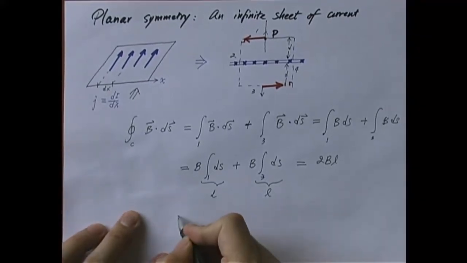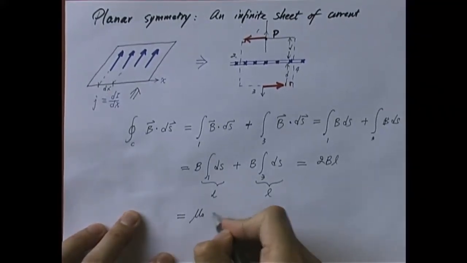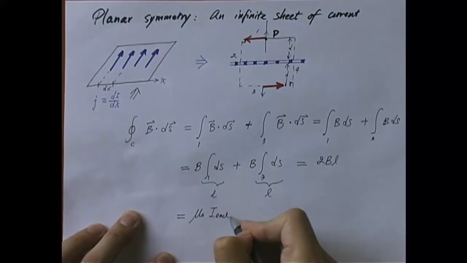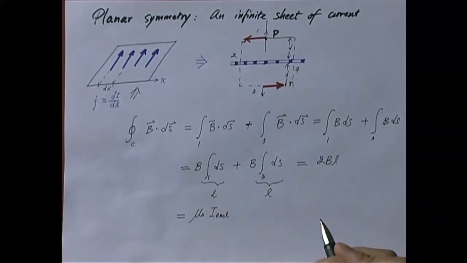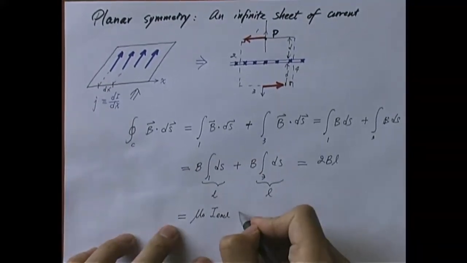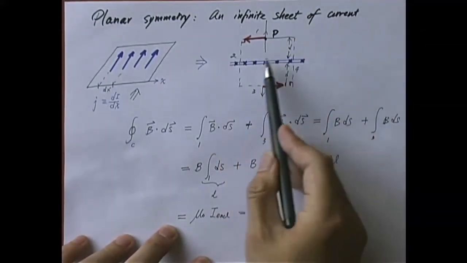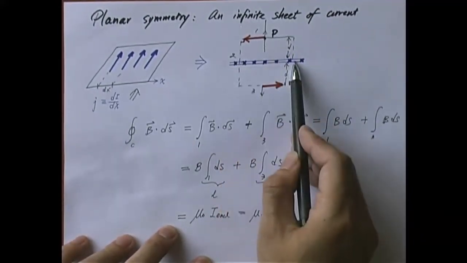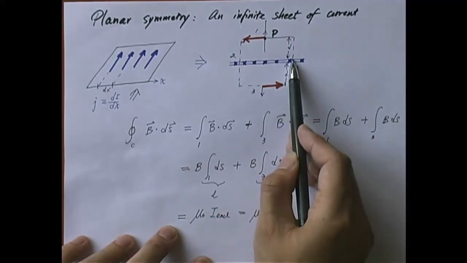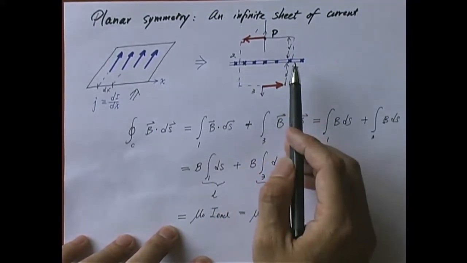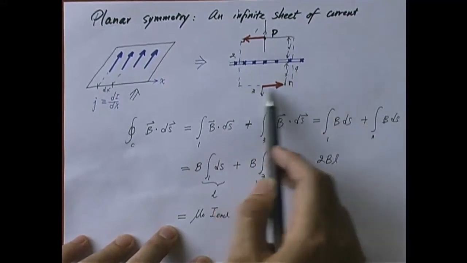That should be equal to mu naught times I enclosed. That's what Ampere's law tells me, right? And mu naught, I'm going to copy. What's I enclosed? It is the current enclosed by this loop, which is from here to there. How long is that segment from here to there? That's L. The length is L because it's the same as this and same as that.